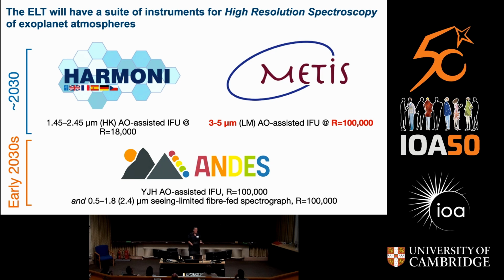It has a suite of instruments, and 3 of those in particular are going to be amazing for exoplanet atmospheres. So at first light, they will be Metis and Harmony, and then very soon afterwards, Andes. So Andes will have both an IFU, so an integrated field spectrograph, 100,000 resolution, as well as a seeing limited fiber that can do transmission spectroscopy. And then both Harmony and Metis are IFUs. So all that means is that if you take an image, effectively, for every pixel in the image, you get a spectrum.